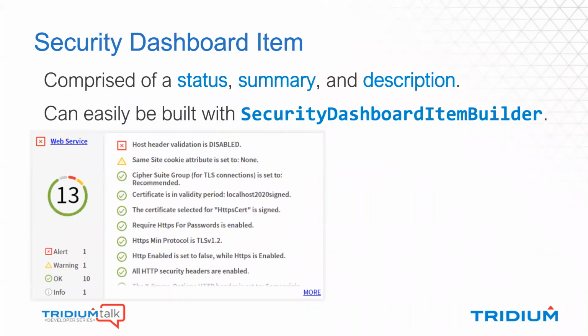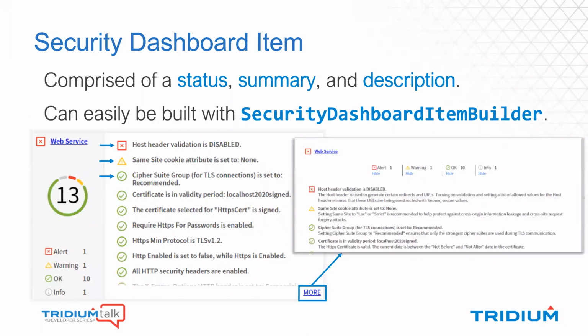In each card, you have a number of items like these ones, and each item consists of a status, a summary, and a description. In this view, we can't see all of those elements, but if we press on the More link, we get the full view. The status is represented by the red, yellow, or green icon, and the summary should be a short sentence that describes the current state of the control.